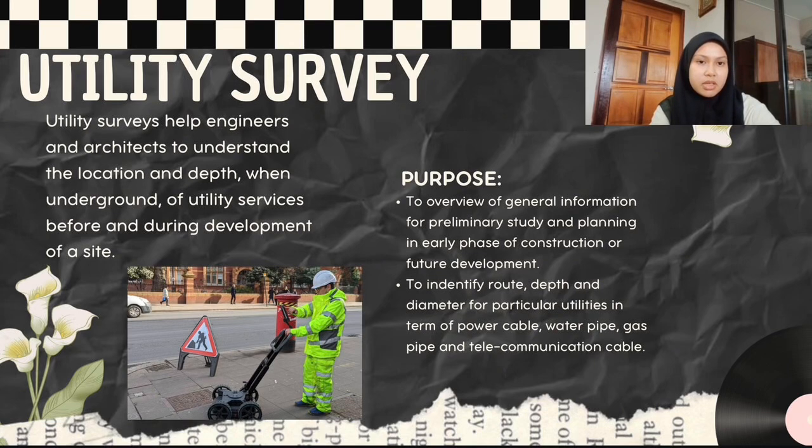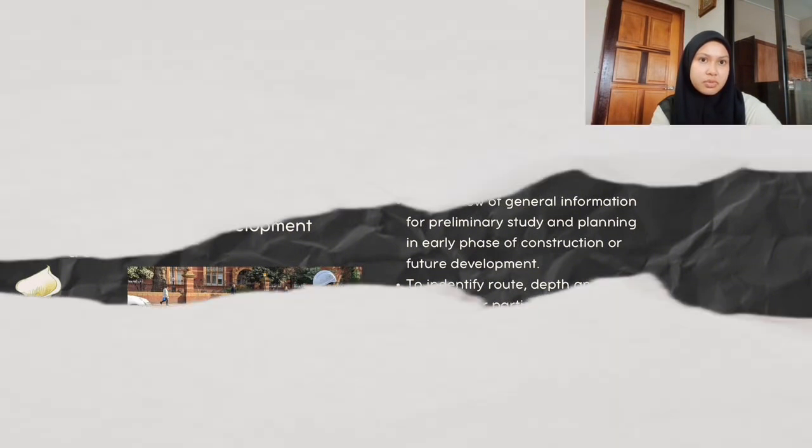Utility survey may use tools such as ground penetrating radar (GPR), electromagnetic locator, or trial boreholes to obtain accurate data. For example, in a building project, a survey may reveal a 100 mm gas pipe buried 1 meter underground, allowing engineers to design the foundation without disturbing it.